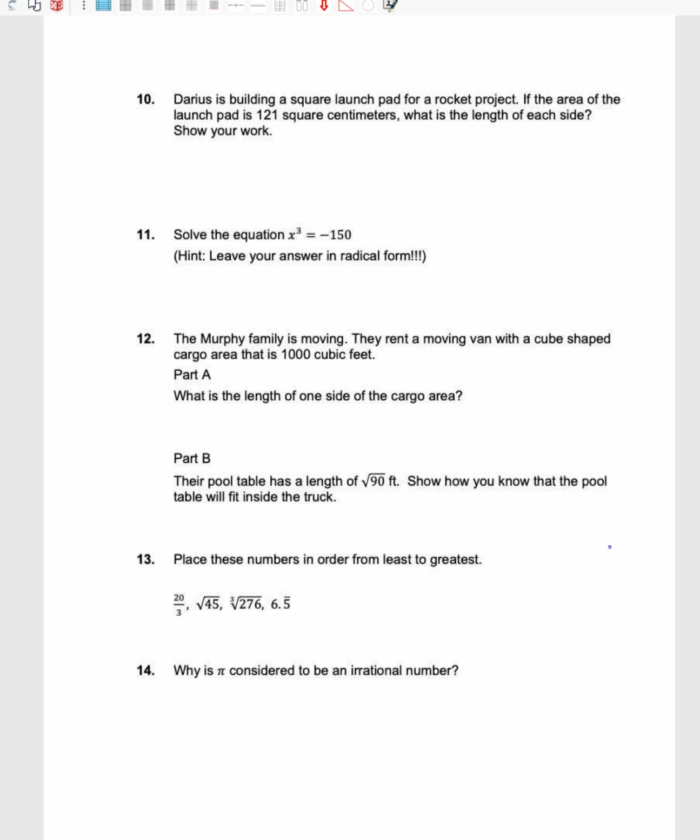So how do I change 20 over 3 into a decimal on my calculator? You would press divide. 20 divided by 3 is 6.6 repeating. Okay? And then you hit the square root button. Okay, so the square root of 45.